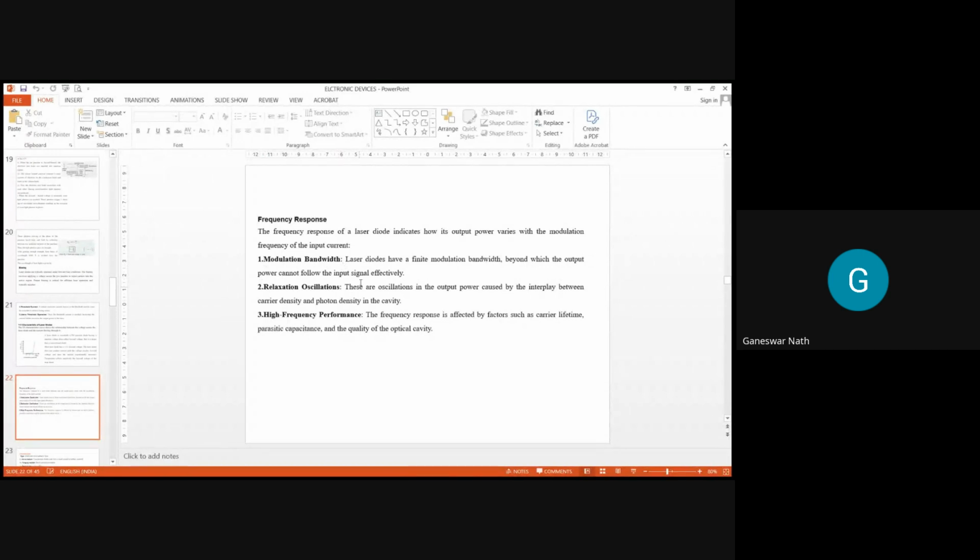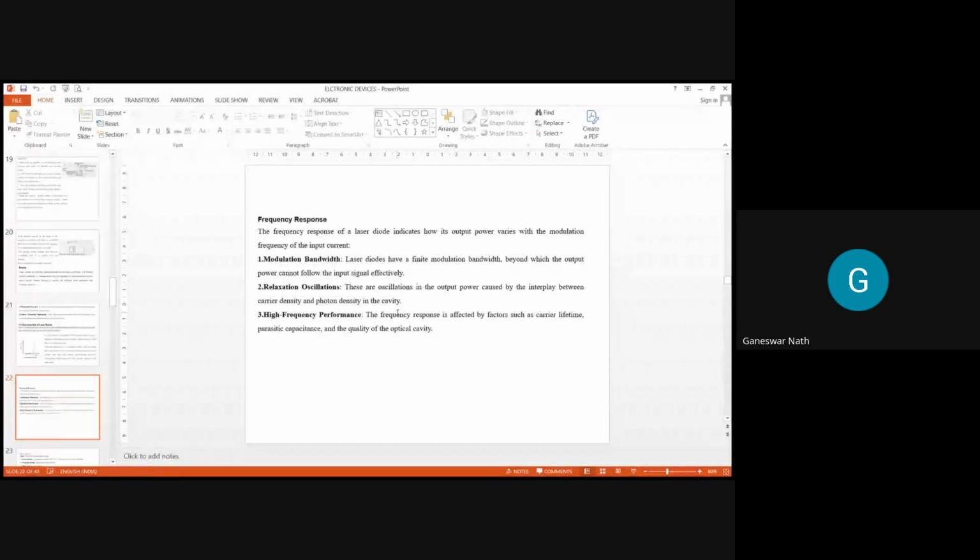Similarly, relaxation oscillations are oscillations in the output power caused by the interplay between the carrier density and the photon density in the cavity. That means when recombination of electrons and holes takes place, the voltage must be supplied in such a way that a controlled recombination takes place. Otherwise, if there is no control over the recombination, that may create a high power loss. That is why we have some relaxation oscillation, so that recombination takes place one by one, not simultaneously.